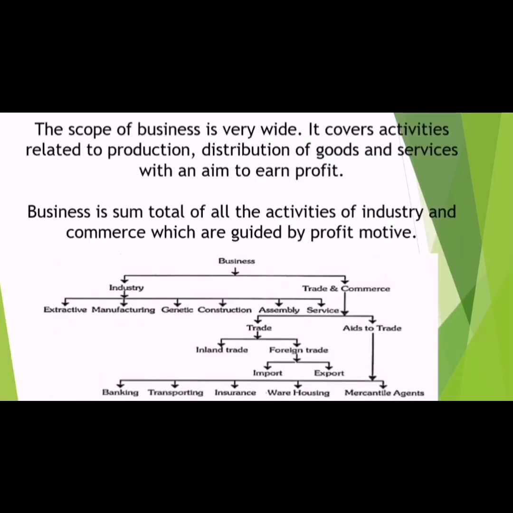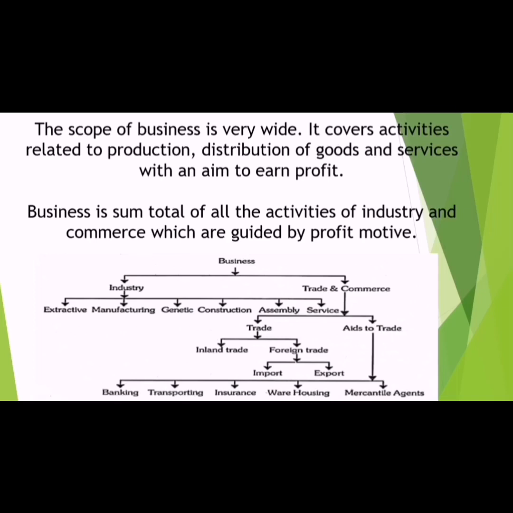Now a short explanation of the concept of scope. Scope means the areas of activities, means what comes in business. So you can say scope of business is very broad. It covers activities related to production, distribution of goods and services with an aim to earn profit. So now you can see all the activities related to production, distribution of goods as well as of services are part of business as well as part of industry and commerce.